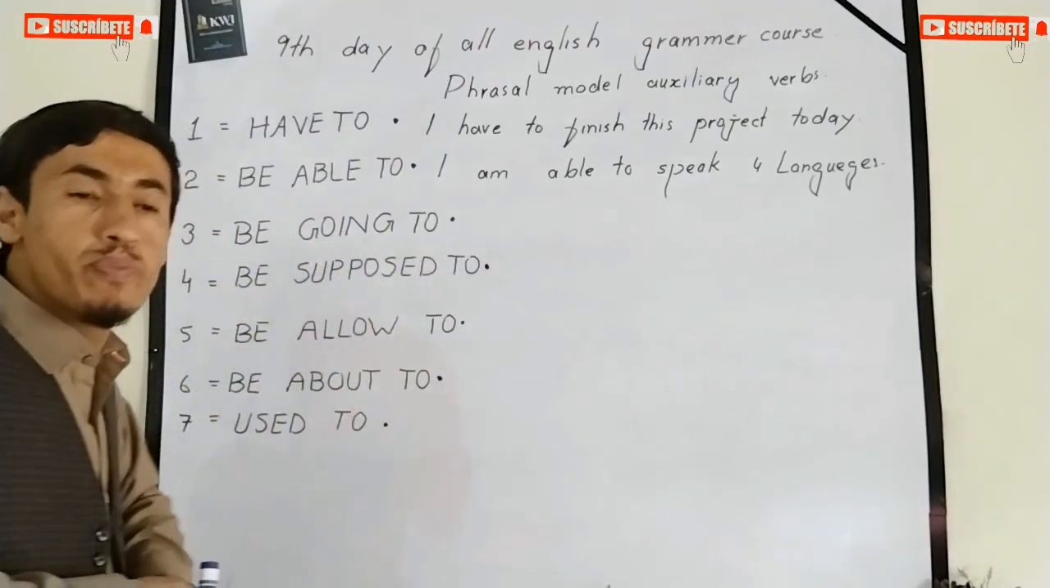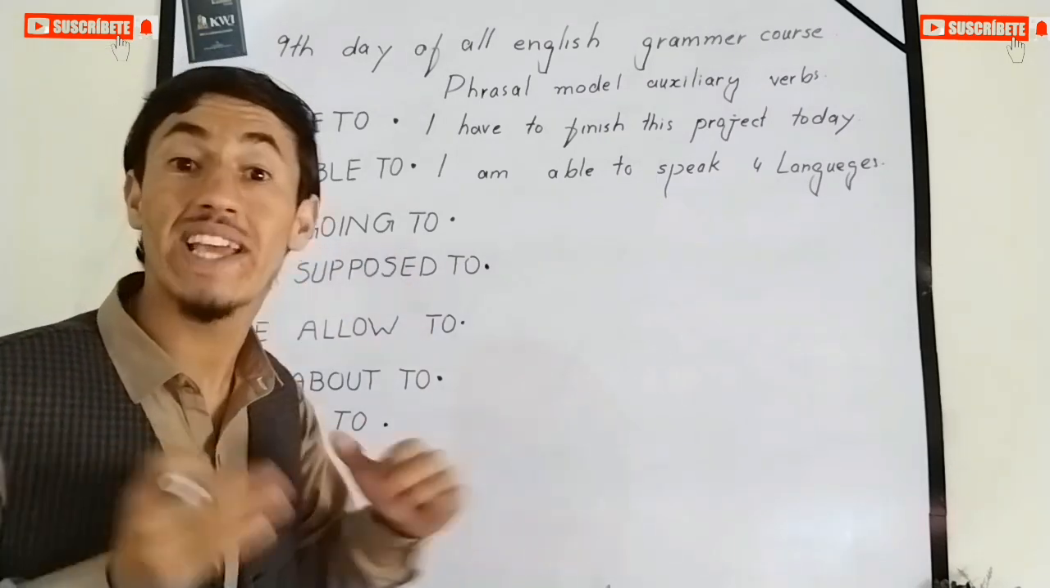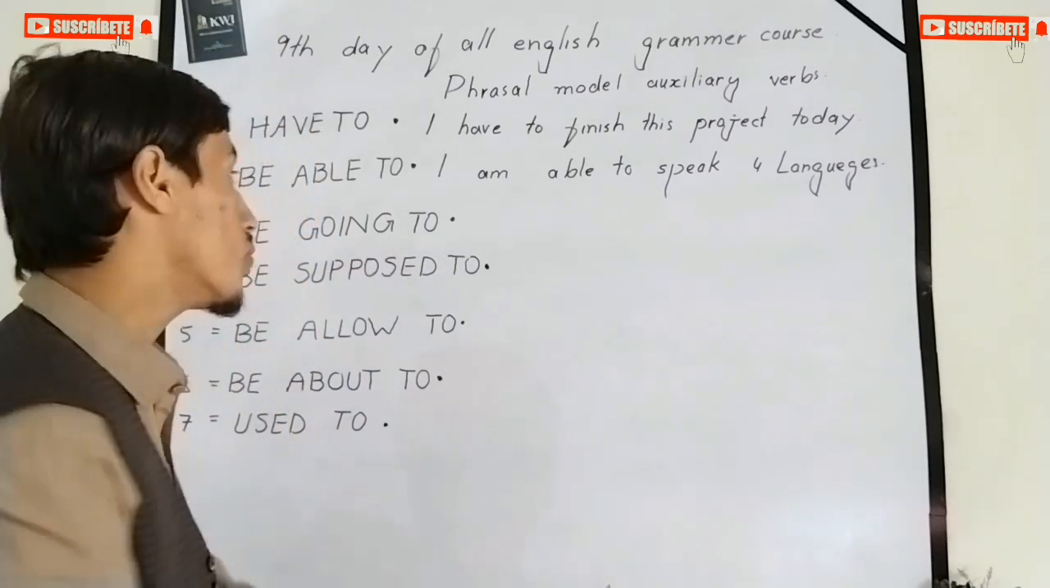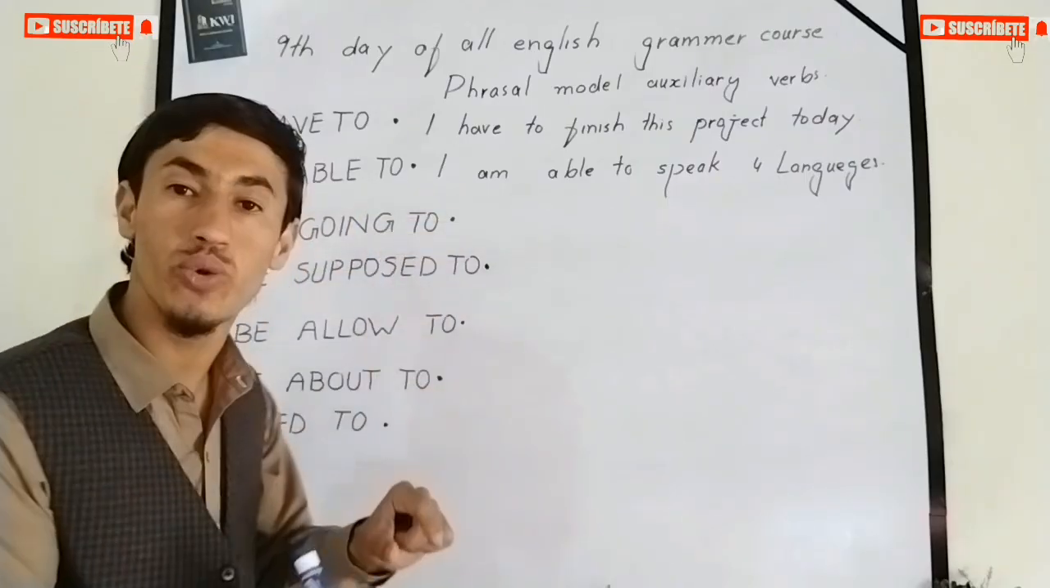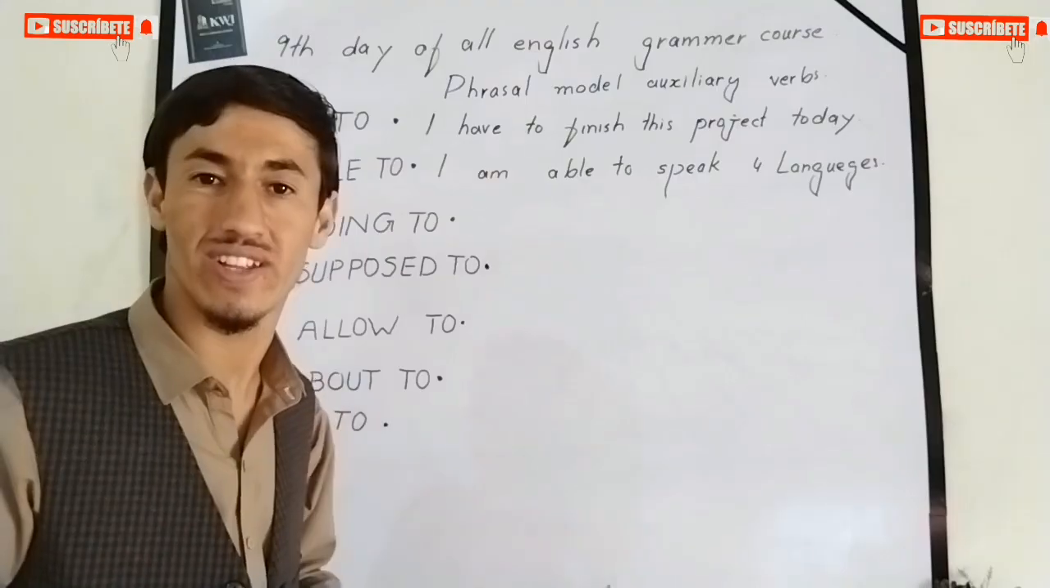What is be going to used for? Be going to is also a phrasal modal auxiliary verb. So we use this be going to for a future plan or intention.